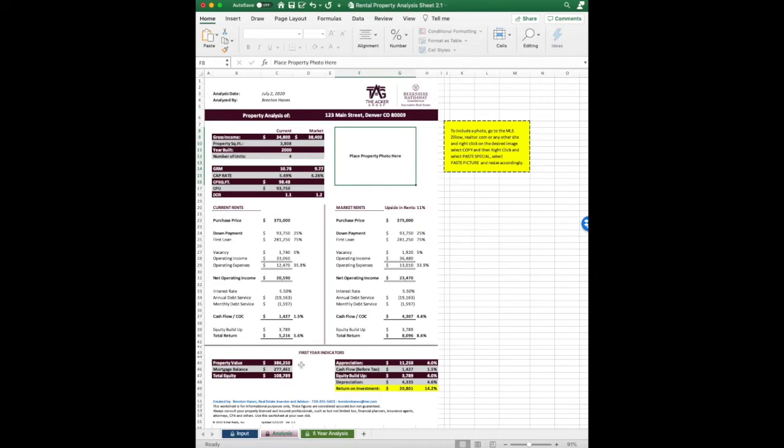What is our property value going to be? And that's based off of our appreciation, what our mortgage balance is going to be, and how much equity we will have in that building projected at the end of the first year. And then I break down our total return.